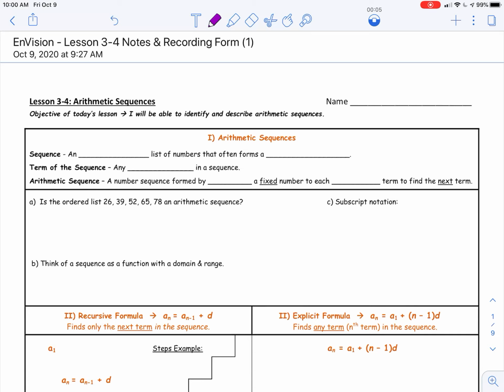Good morning, everyone. Today we're going to be looking at lesson 3-4 together. Make sure that you saw my note on Google Classroom today. I had asked that you pull up the new lesson. I posted it there for you to print.